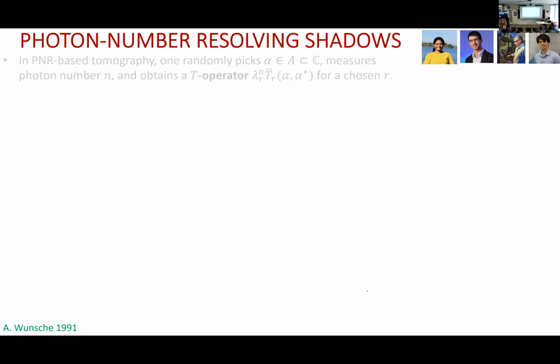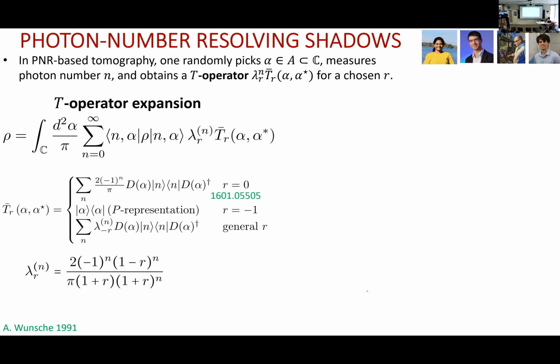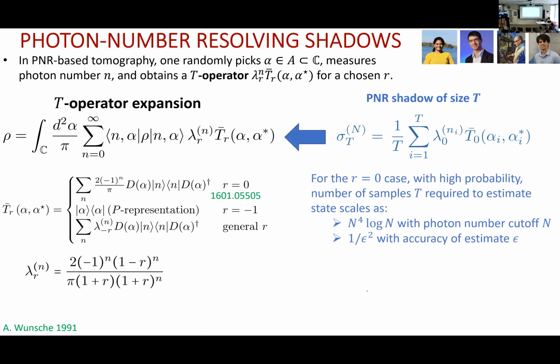And there's another instance here. If we have photon number resolving detectors, you can also have an expansion like this. This is a generalized version of the P representation. This representation is parameterized by R, something that goes, I think, from 1 to -1. For certain values of R, say R equals 0, you can reinterpret it as shadows. These are positive numbers, and the number of samples now scales roughly as n to the 4th. So statistics really help.